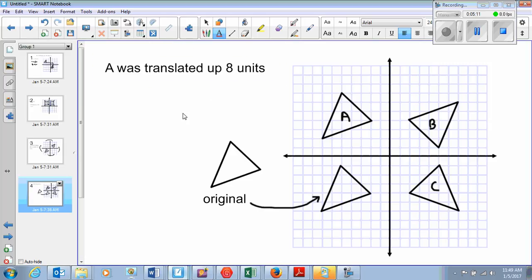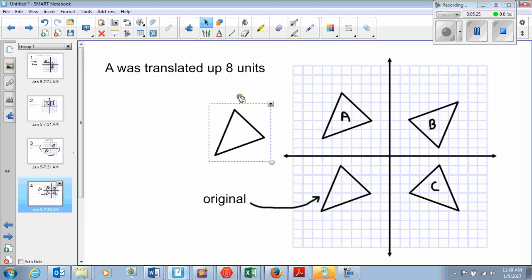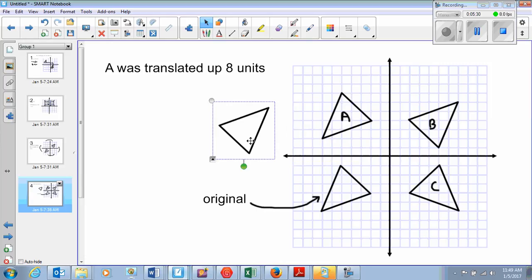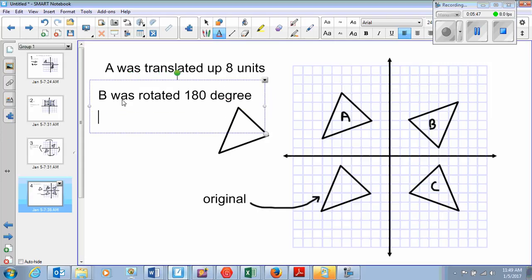So that's for the first one. Now for the second one, for B, we can see that's the same situation where we took this original picture over here and we didn't slide it, we didn't reflect it, but we actually rotated it. If you look, we rotated it 180 degrees, and now it does match up with image B over there. So to answer the question, we would say B was rotated 180 degrees. It doesn't matter whether you say clockwise or counterclockwise. We'll say about the origin.